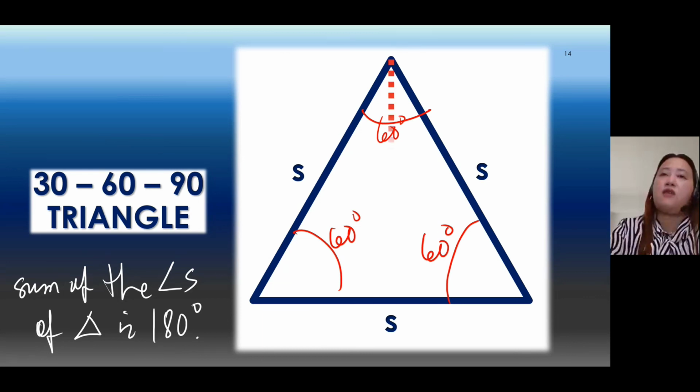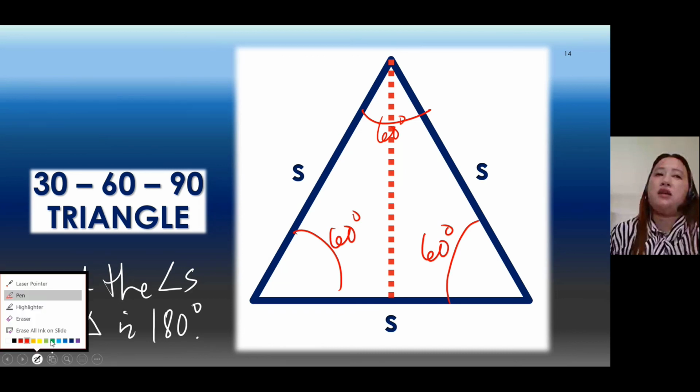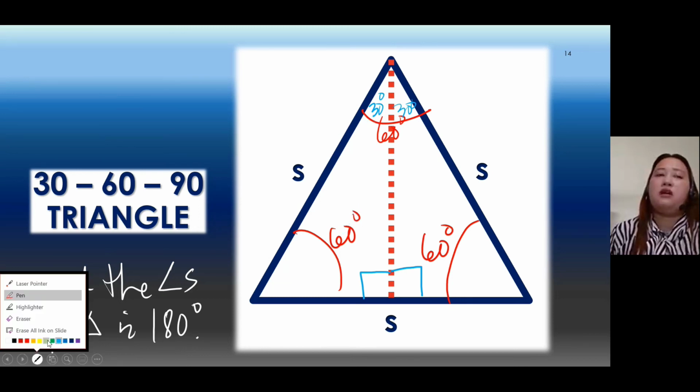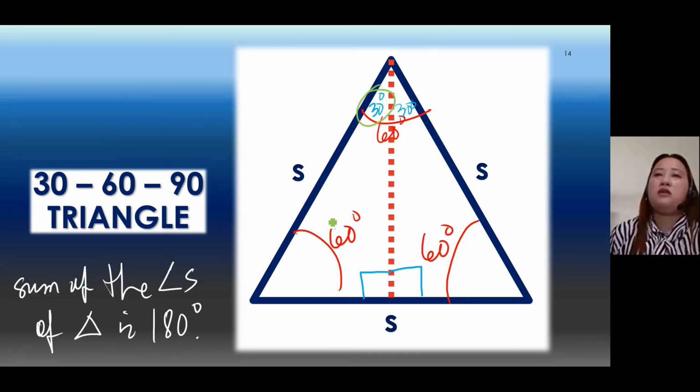When you split the triangle into two, you can see that this 60 will now become 30. Okay, 30 degrees. The other one is also 30. And on this portion, we do have 90. This is also 90. So we have the 30, 60, 90 triangle.